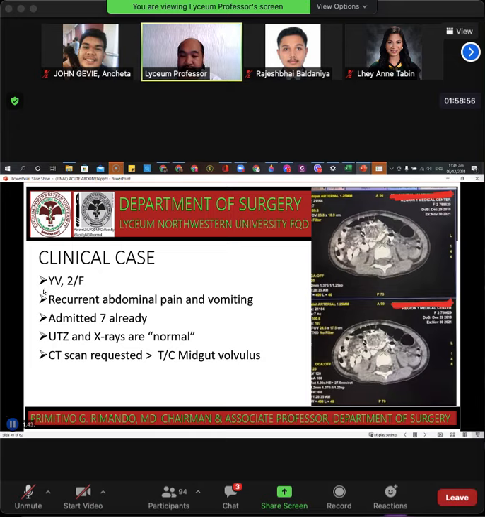So this is a case that we've had just this week. The patient is YV, complaining of recurrent abdominal pain and vomiting. The patient was admitted 7 times already, goes home, then is readmitted. When we requested the ultrasound and the x-rays during those admissions, they were said to be normal. So we requested a CT scan, and that was when we were able to identify the midgut volvulus.